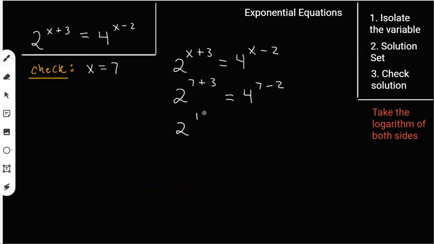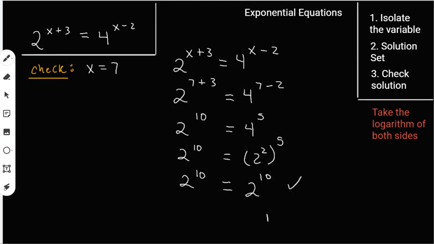7 plus 3 is 10. 7 minus 2 is 5. Remember, I can write 4 as 2 squared. So I don't really need to figure out what 4 to the 5th power is. I just rewrite 4 as 2 squared, and it's still being raised to the 5th power. And on the last step, this 5 and this 2 as exponents are going to multiply by each other to get 2 times 5, which is 10. So I get that true statement.